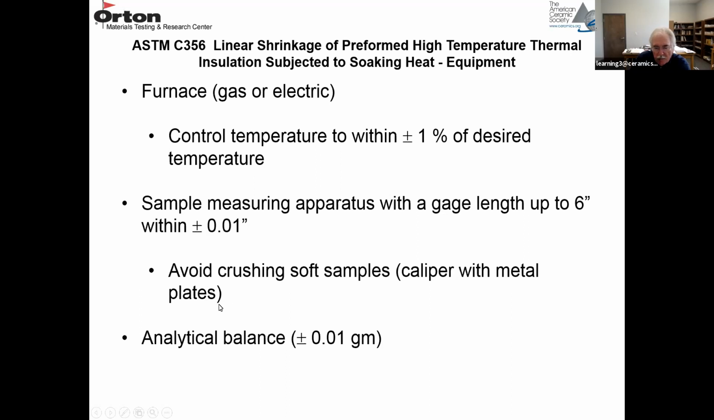or simply you can use calipers with metal plates. You put the plates on opposite faces, in whatever direction you're making the measurement. You put a thin metal plate and you measure the total thickness and you subtract the metal plates off. So it can be that simple. And you need a balance to weigh the materials.